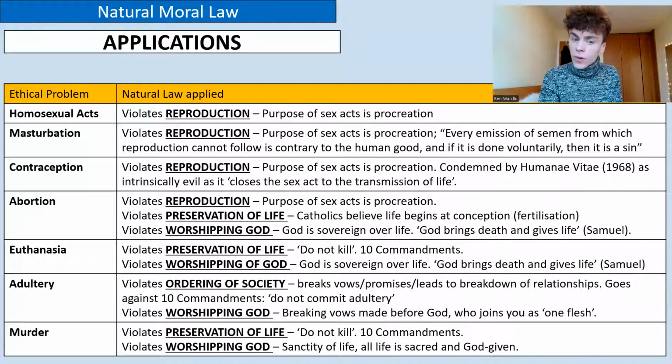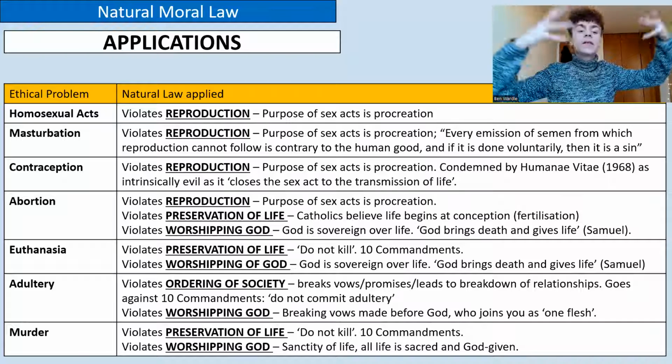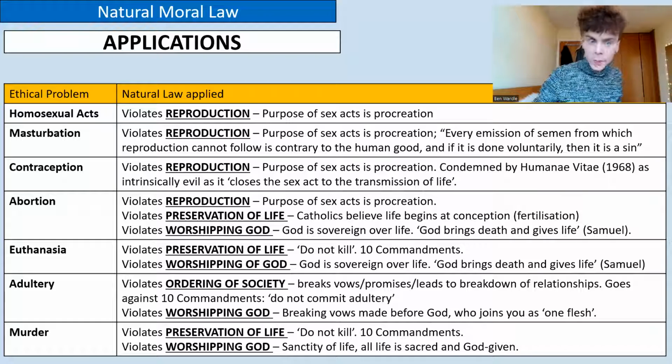Adultery, it goes against the ordering of society because, of course, you're breaking vows, you're breaking promises. It leads to a breakdown of relationships. It leads to instability, broken homes, for example, distrust, disharmony, anger, upset. It also goes against the 10 commandments. Do not commit adultery. So the divine law has been very clear why it's wrong, and you're going against that.